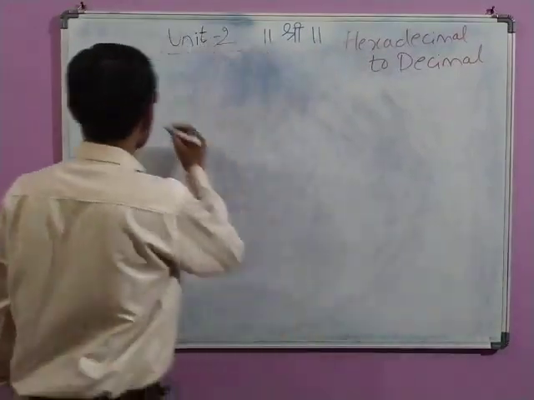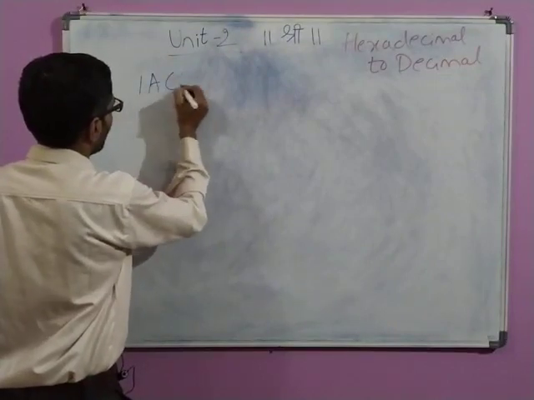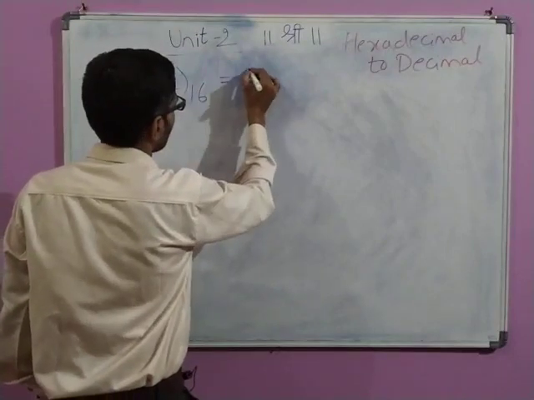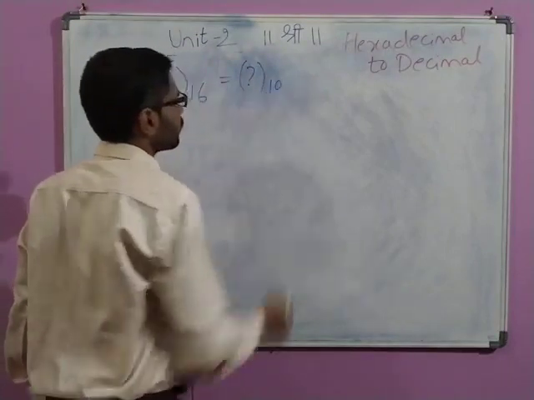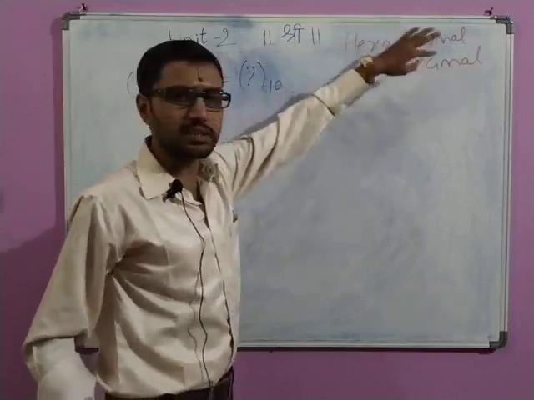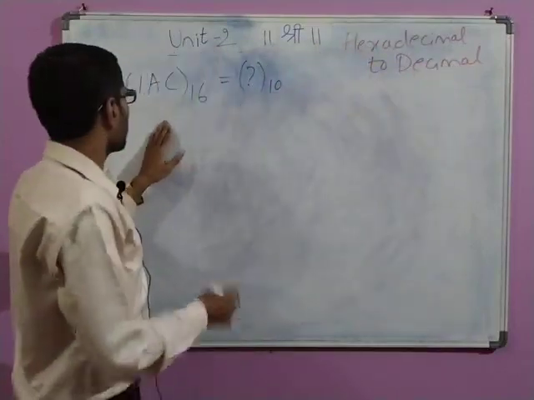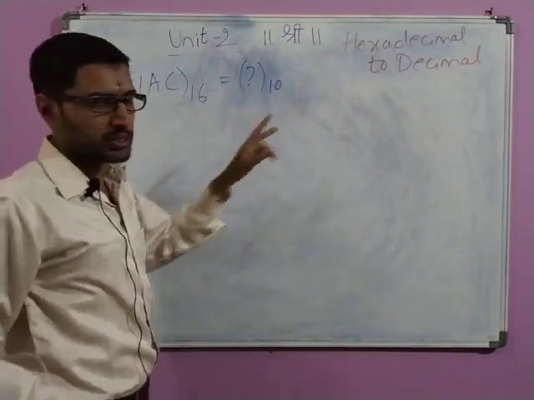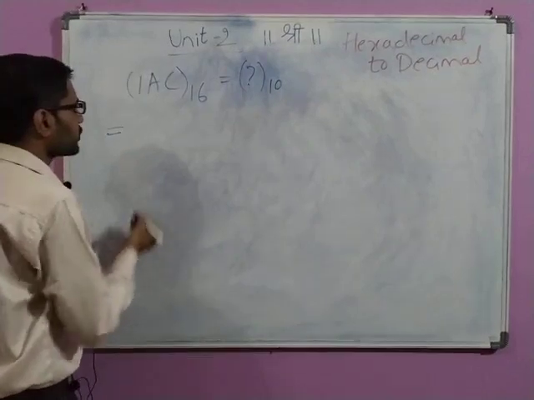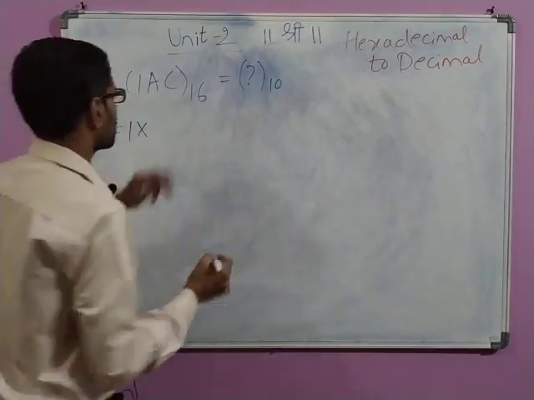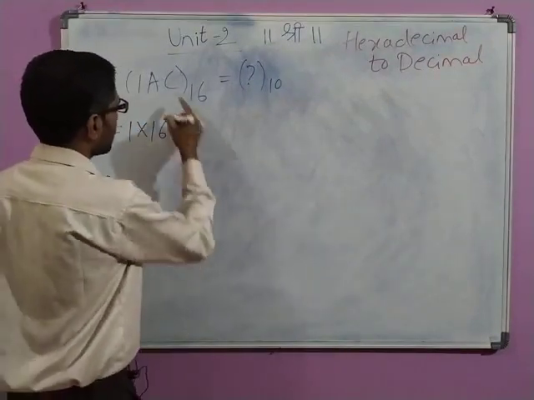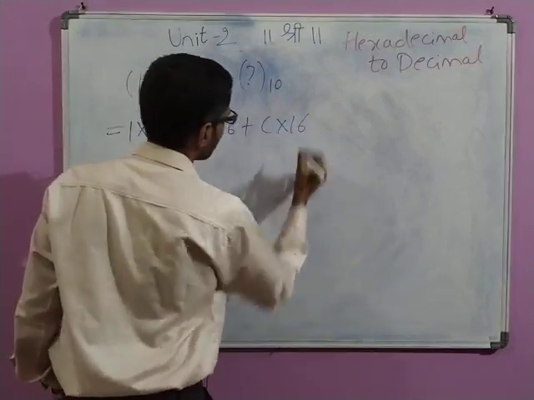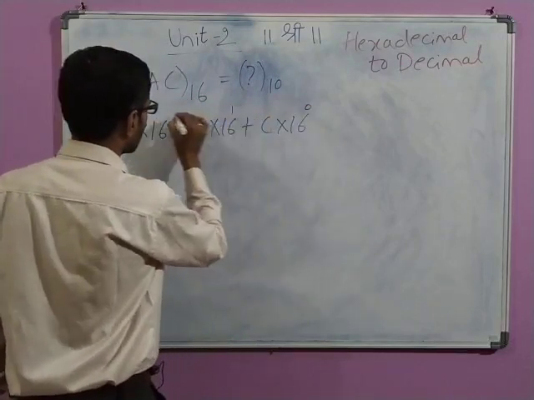So we are going to take problems based on hexadecimal to decimal. The first problem will be 1AC to the base 16, question mark to the base 10. If you get a question from hexadecimal to decimal, that means all the problems will have base 16 and you need to convert it to base 10. The concept is going to remain the same, only thing is you need to multiply with 16: 1 into 16 plus A into 16 plus C into 16, so 16 raised to 0, 16 raised to 1, 16 raised to 2.